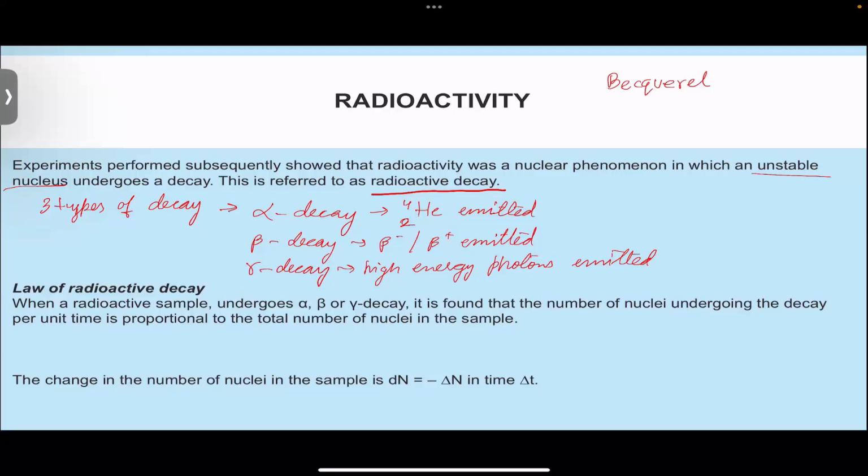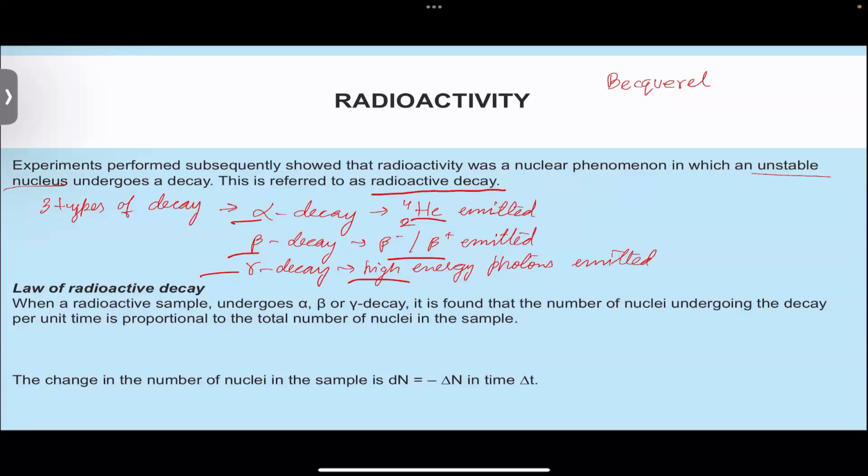Before that, we will first try to understand the law of radioactive decay. There is a certain principle followed by the particles or energy emitted due to the three radioactive decay patterns. In any radioactive sample, when it undergoes alpha, beta, or gamma decay, what experimentalists have found is that the number of nuclei undergoing decay per unit time is proportional to the total number of nuclei that is there in the sample.